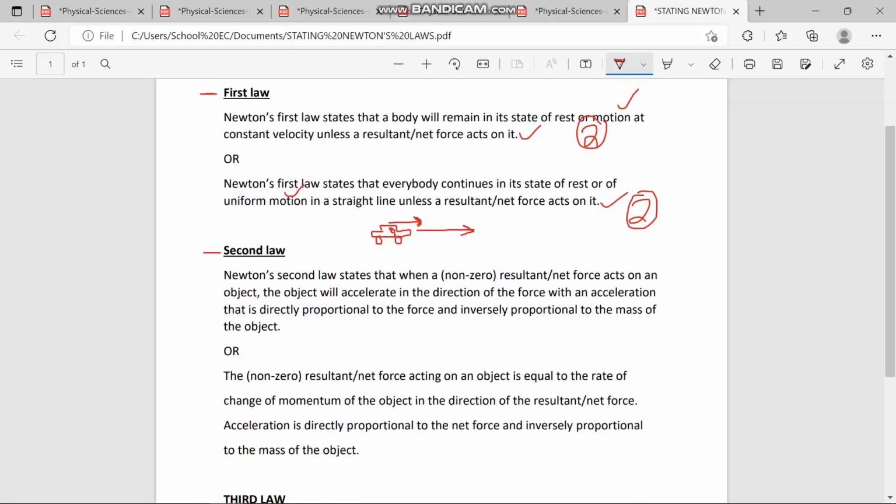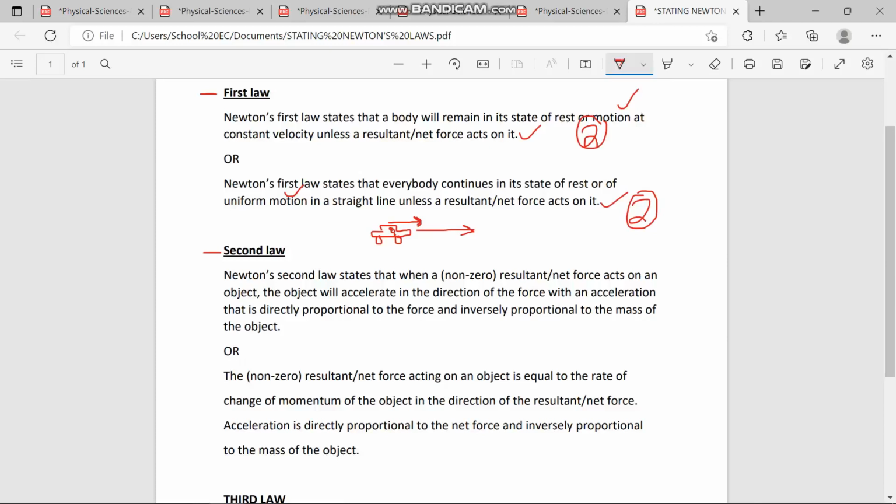Or you can say the resultant or net force acting on an object is equal to the rate of change of momentum of the object in the direction of the resultant or net force. The acceleration is directly proportional to the net force and inversely proportional to the mass of an object.